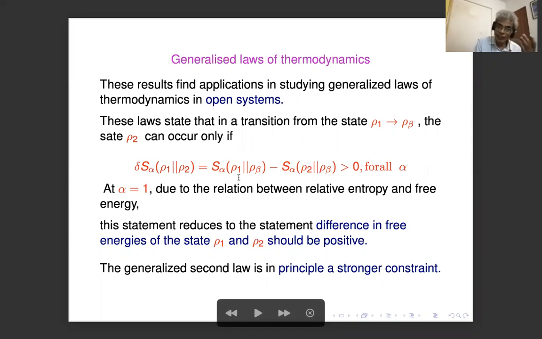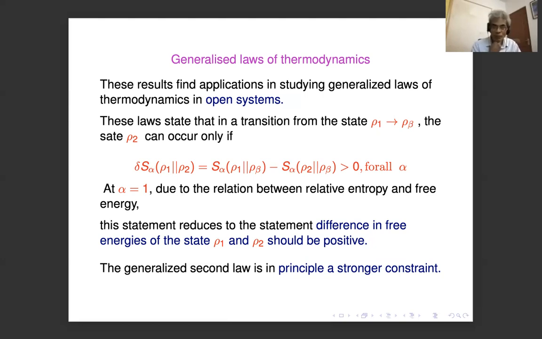So they wanted this to be true for all alpha, and only then a transition is allowed, a transition from rho one to rho beta in any non-equilibrium process, not just equilibrium. A transition from one density matrix to another is allowed only when this object, relative to rho two, is positive for all alpha, not just alpha equals one.